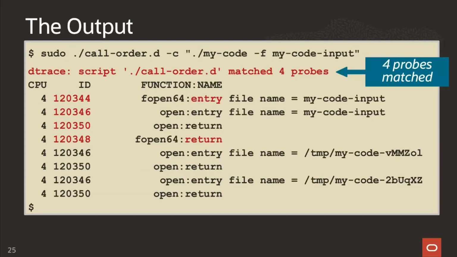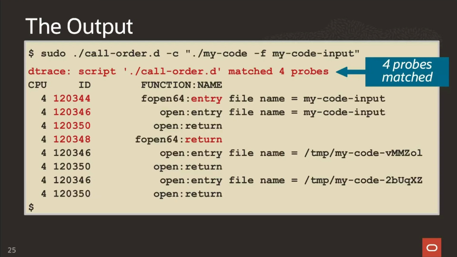As shown here, where I run the program as usual. You've seen it several times now. And what we see in that red line, we see the output of DTrace. DTrace tells me how many probes were matched. It tells me 4 probes were matched.